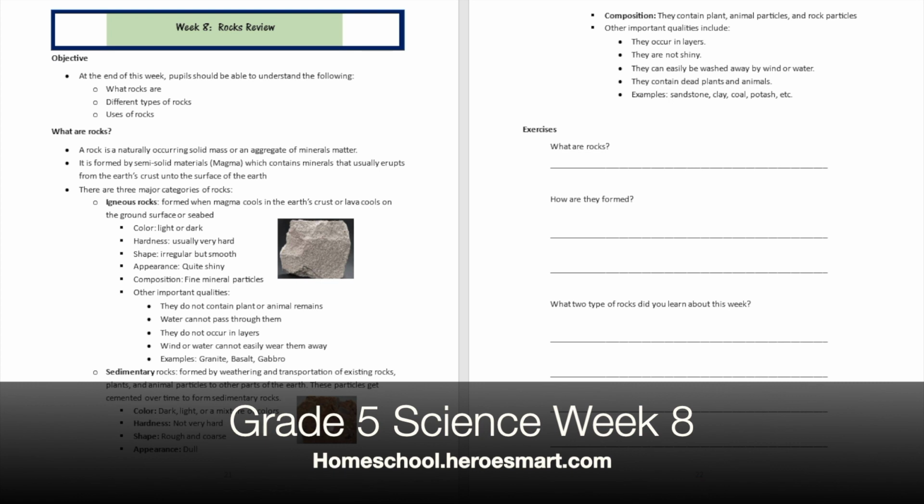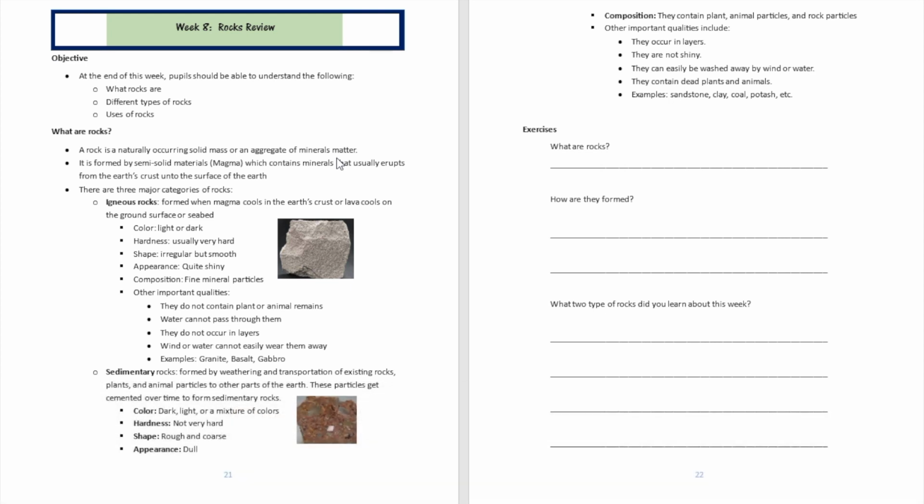What are rocks? Well, a rock is a naturally occurring solid mass or an aggregate of minerals. It naturally occurs, but it is a solid mass. It's a mass of land that is stuck together, essentially. It is formed by semi-solid materials called magma, which contains minerals that usually erupts from the Earth's crust onto the surface of the Earth. So don't forget this term, magma.